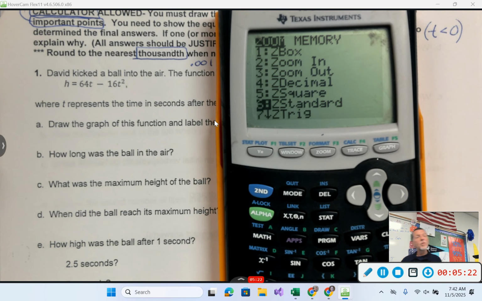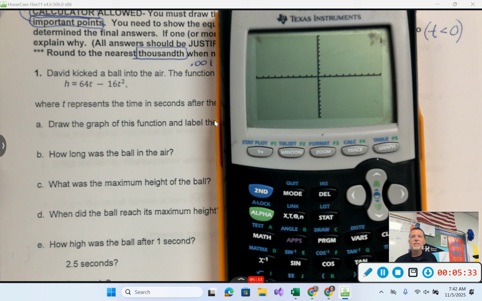If you're ever stuck on a weird scale, like you grab the calculator and somebody else had zoomed way in or way out, and you're like, what is going on here? Zoom standard puts you back to normal. Negative 10 to 10, negative 10 to 10. I still can't see it. So everybody should be looking at that, because we've all got the same window. Zoom standard. You're good though. You can see that.